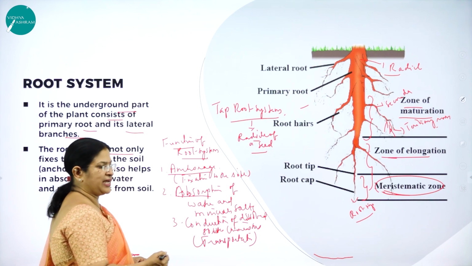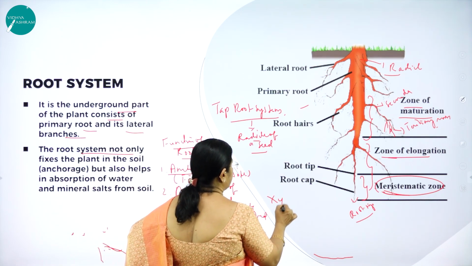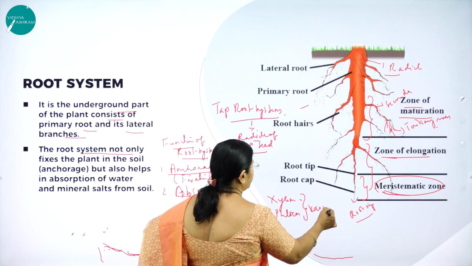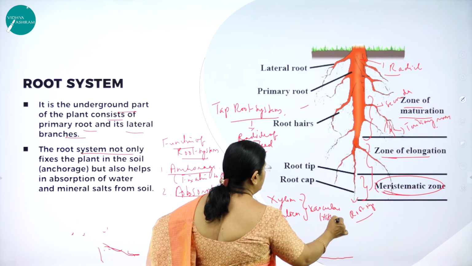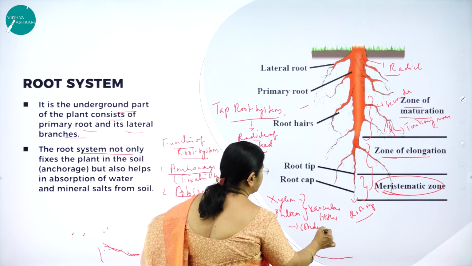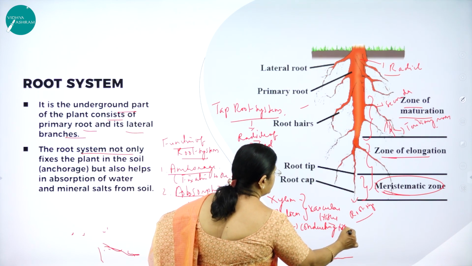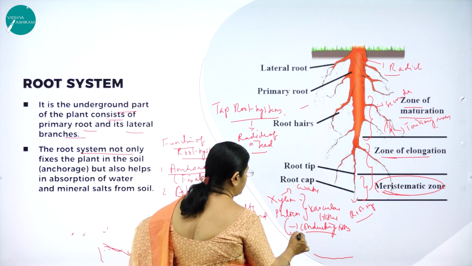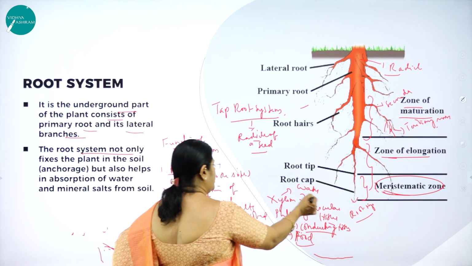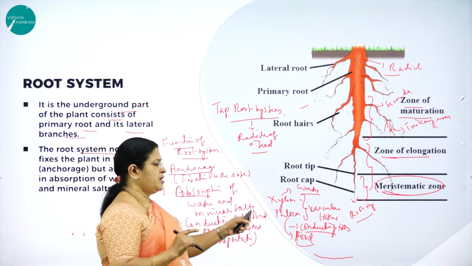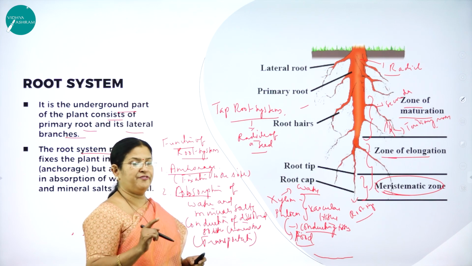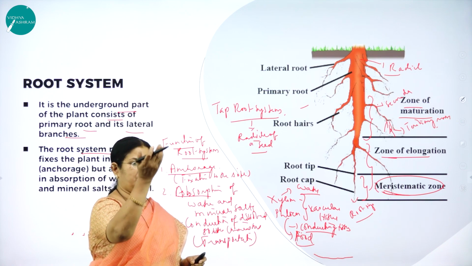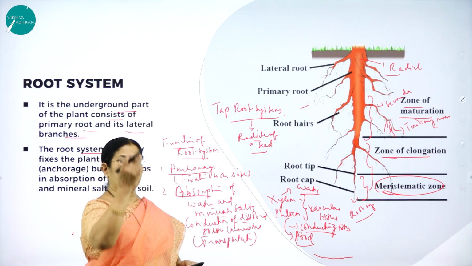I think all of you might have come across xylem and phloem, right? Xylem and phloem, they are called what? Vascular tissues. What do you mean by vascular tissue? They are called conducting tissues. So xylem always conducts what? Water, and phloem conducts what? Food. So xylem is a water conducting tissue and phloem is a food conducting tissue. But the only difference is what? Xylem transports water from downwards to upwards, whereas phloem conducts food from upwards to downwards.